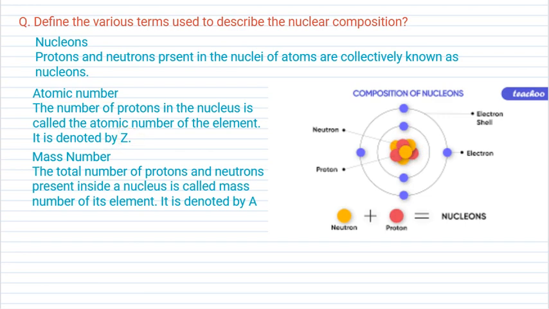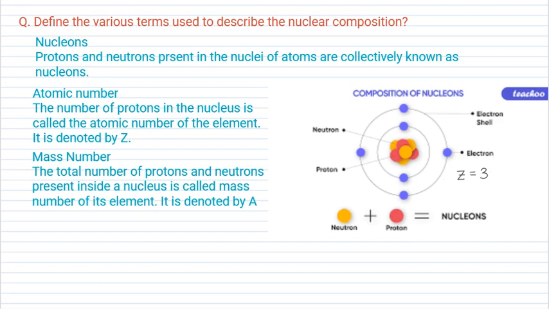So let's take this example. In this case, our nucleus has 1 proton, 2 protons, 3 protons. So in this case, the value of Z equals 3. So here, Z equals 3.